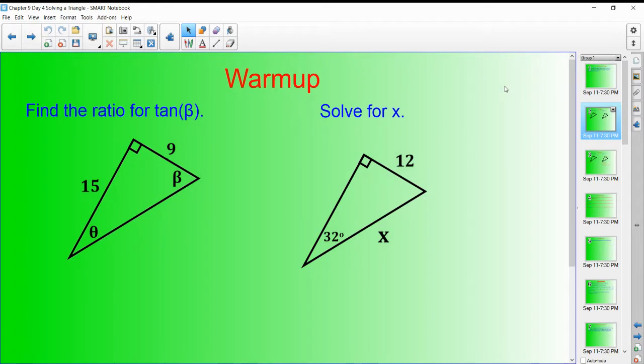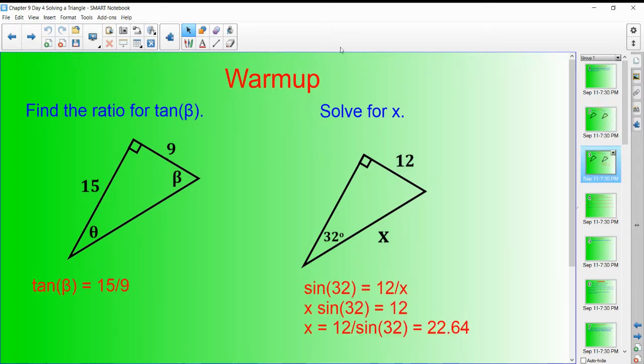Okay, let's see how we did. Okay, tangent of B, we have the opposite, we have the adjacent, so 15/9. Later, we're going to solve for angle B, but right now I just want the ratio.